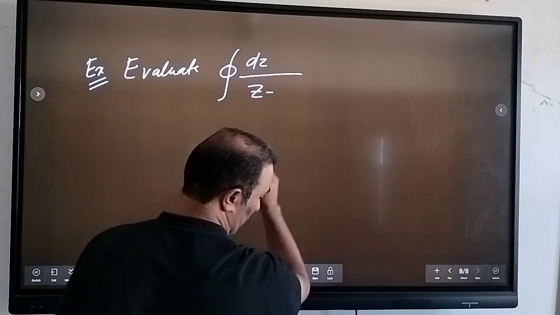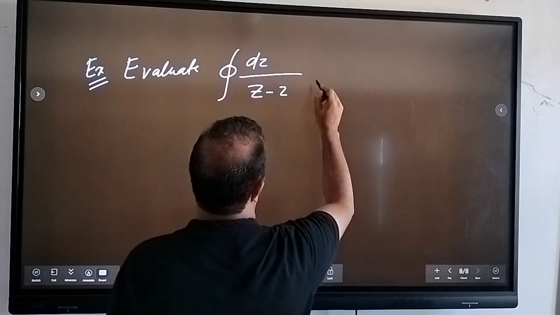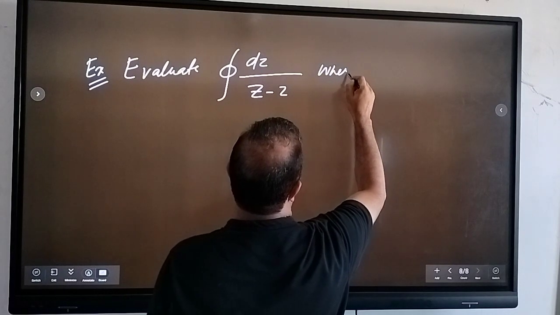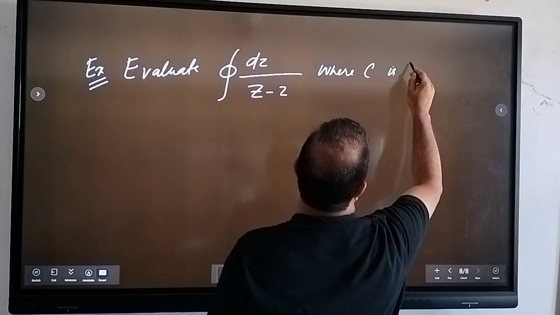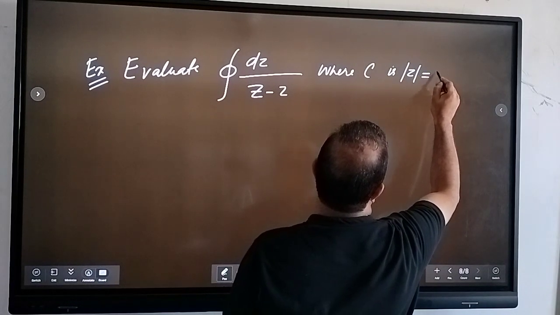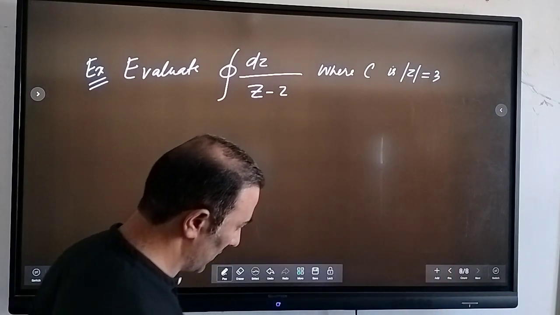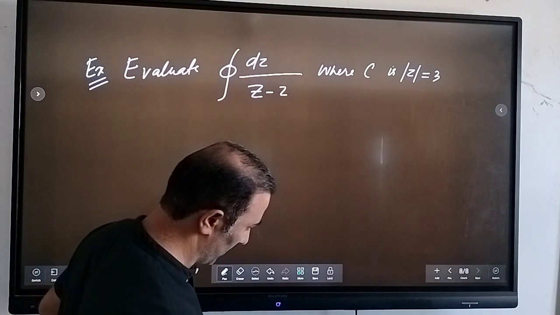It is z minus 2. Right? So you can do it.